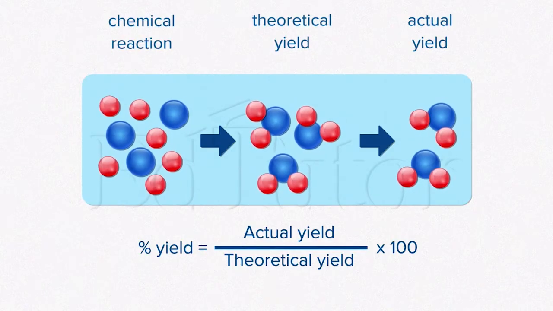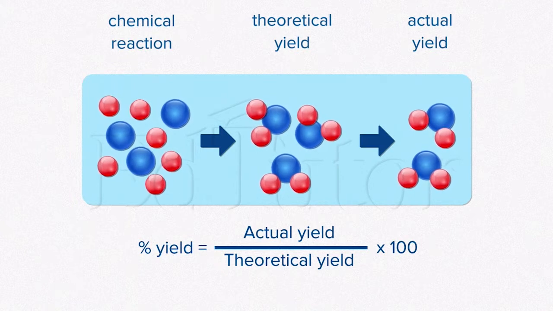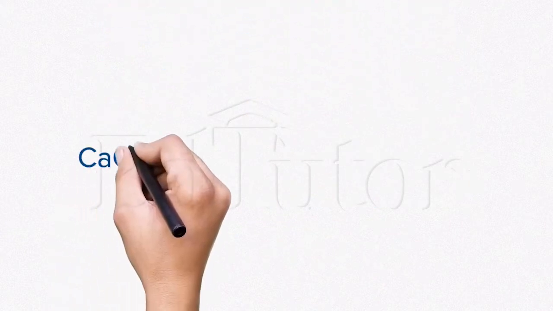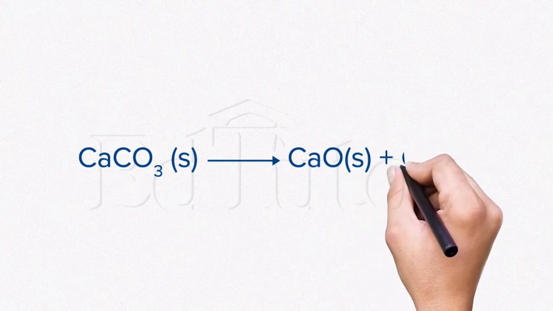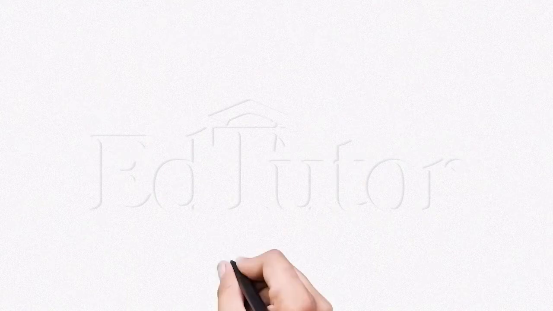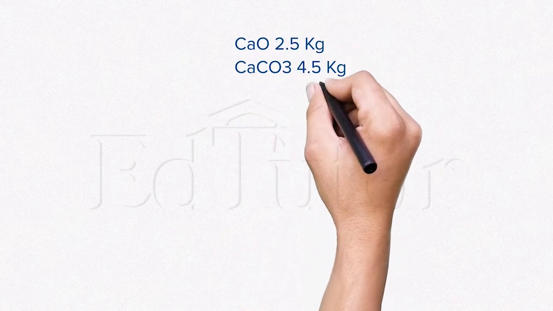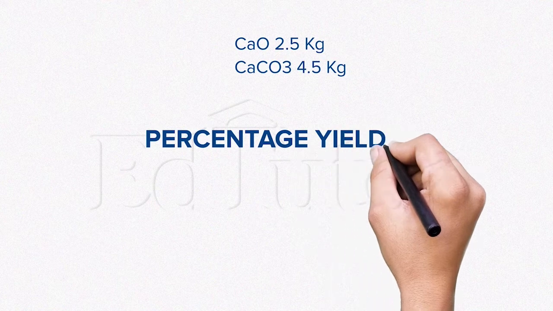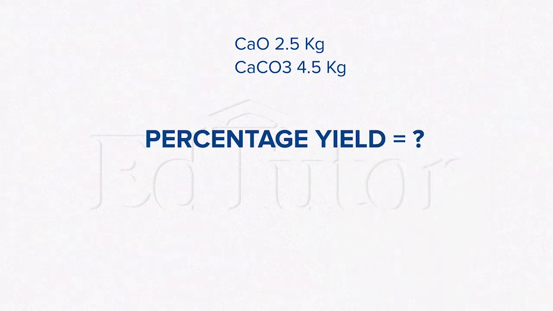Let's look at a numerical question and see how this percentage yield can be calculated using the formula. The question says, when limestone, that is calcium carbonate, is roasted, quicklime, that is calcium oxide, is produced according to the following equation, which says calcium carbonate gives calcium oxide and carbon dioxide. The actual yield of calcium oxide is 2.5 kg when 4.5 kg of limestone is roasted. What is the percentage yield of this reaction?